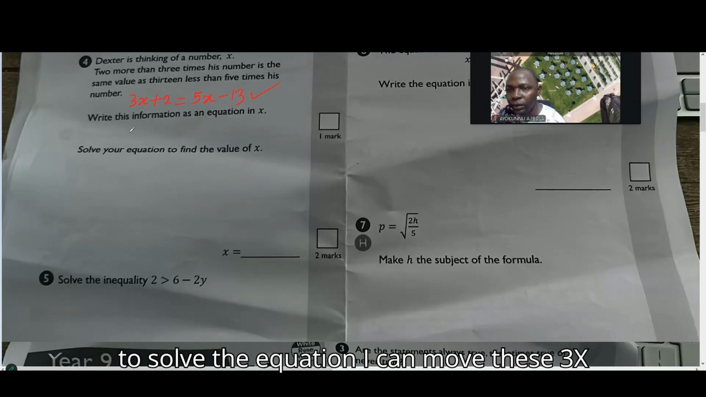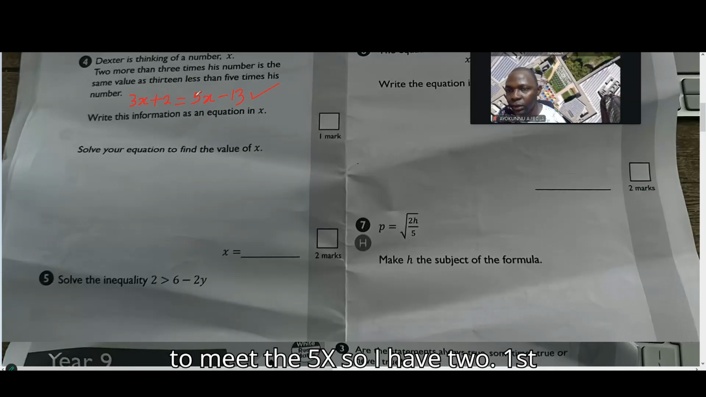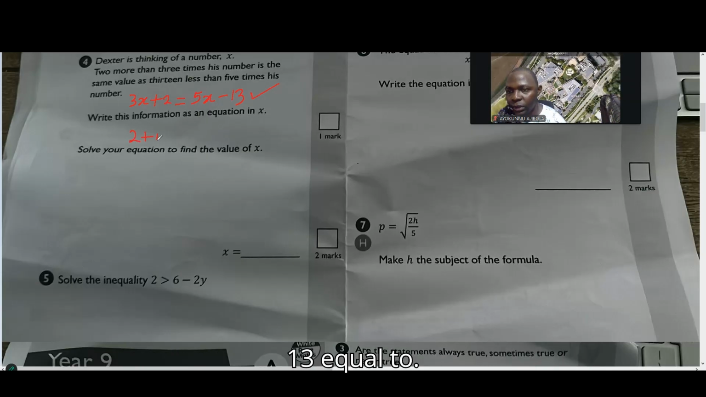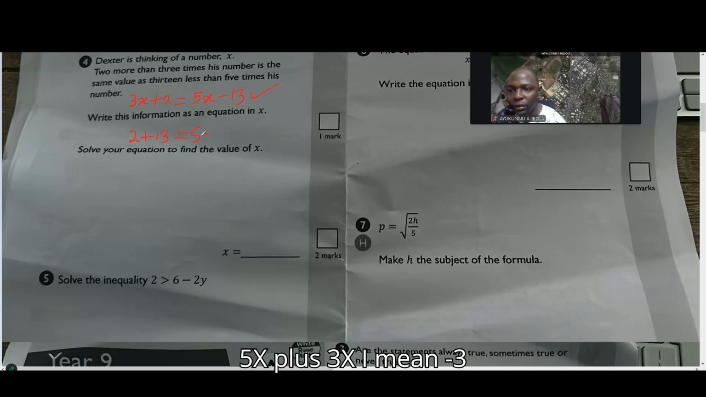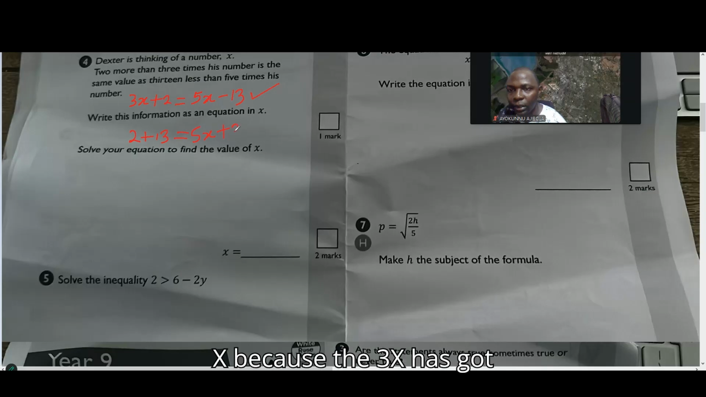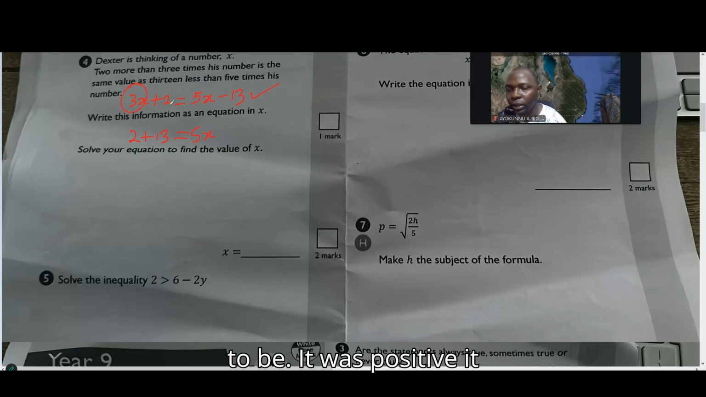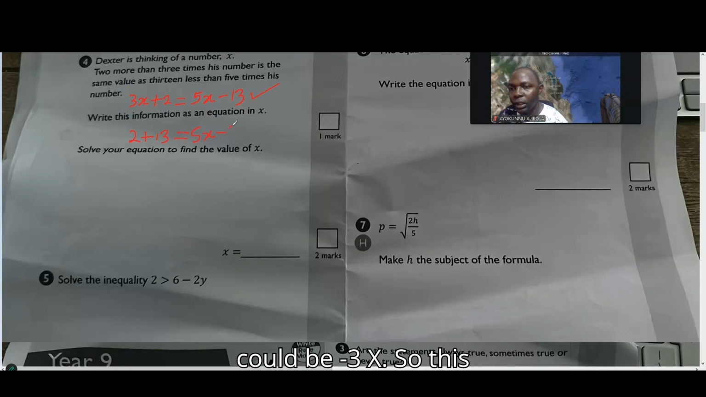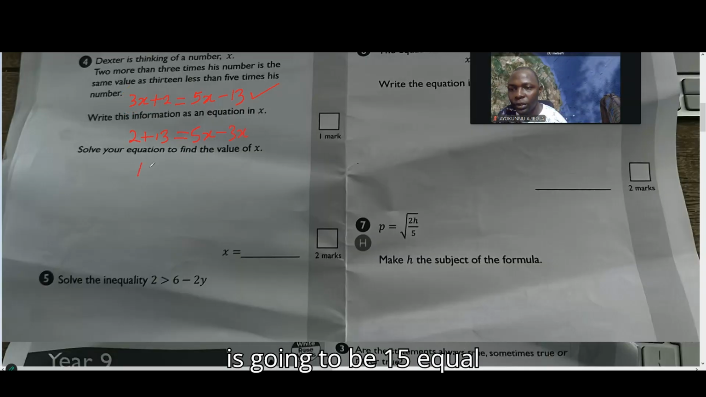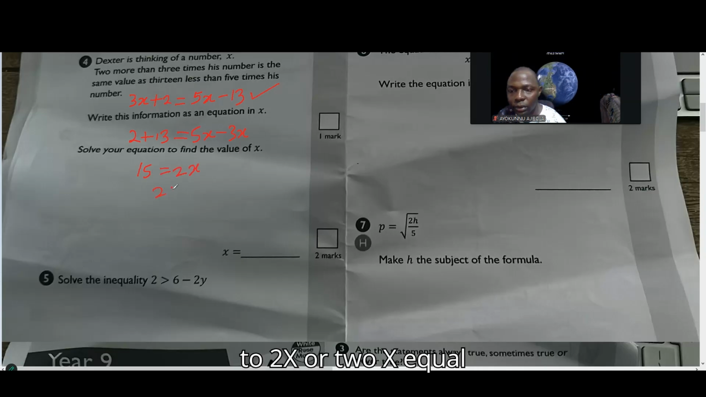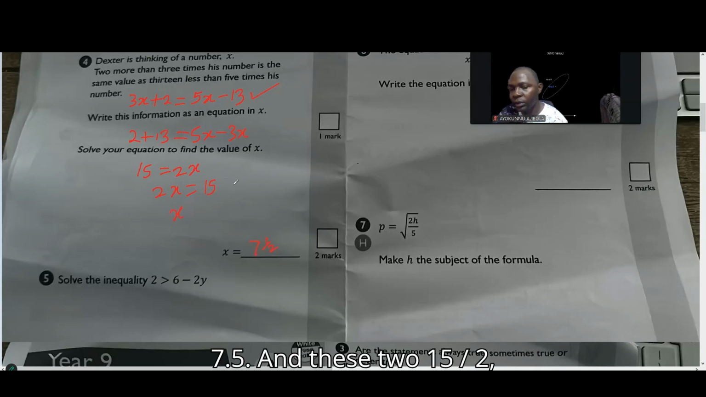And to solve the equation, I can move this 3x to the 5x side. So I have 2 plus 13 equal to 5x minus 3x, because the 3x was positive, it's going to be negative 3x. So this is going to be 15 equal to 2x, or 2x equal to 15. Then x should be 7.5, which is 15 over 2.